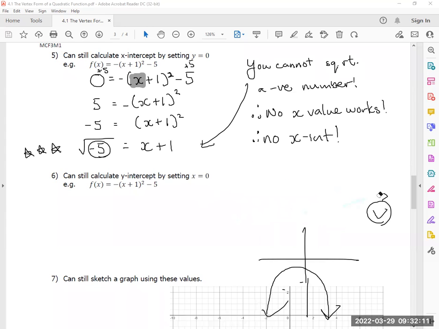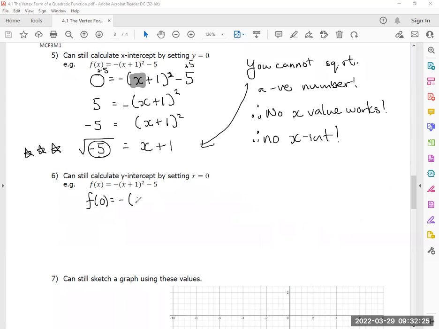So math don't lie, okay? Doesn't have an x-intercept. We can also calculate the y-intercept by setting the x value as 0. So what is f of 0? Negative (0 plus 1) squared minus 5 equals negative 1 squared minus 5 equals negative 1 minus 5 equals negative 6.